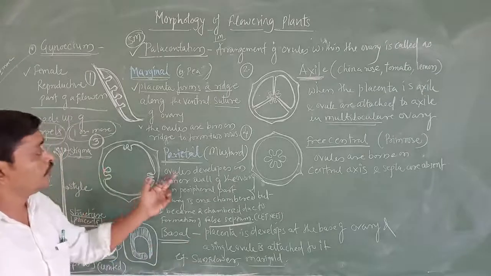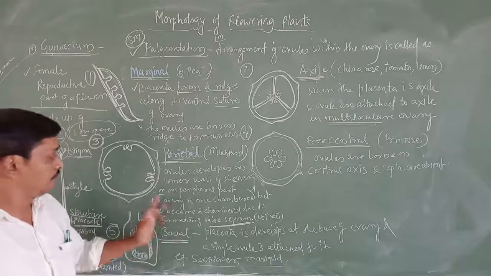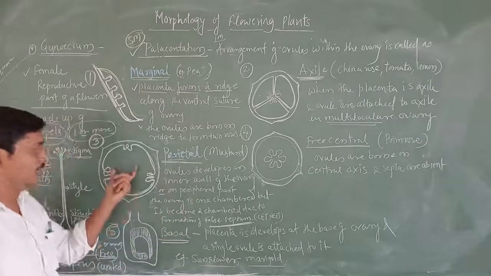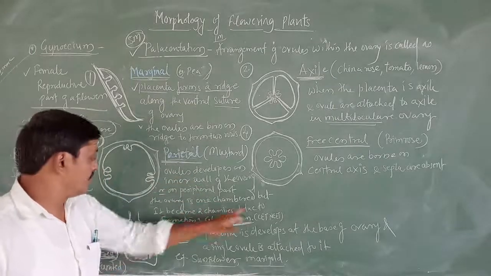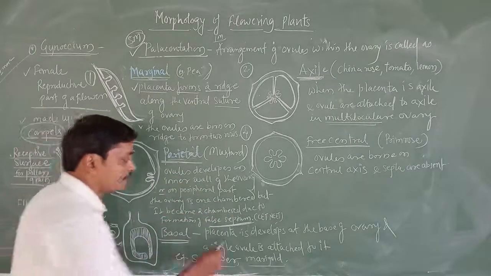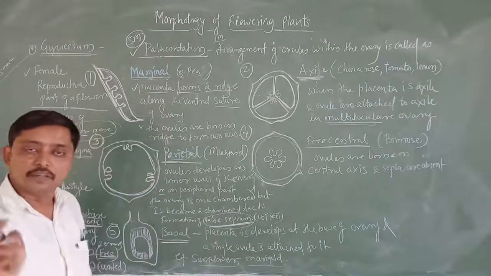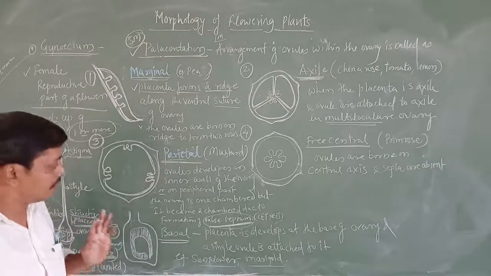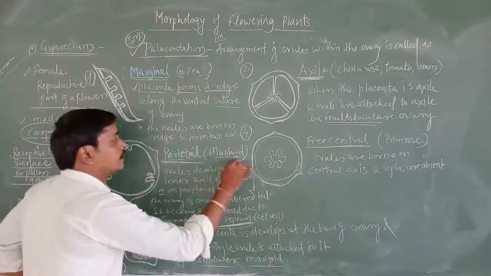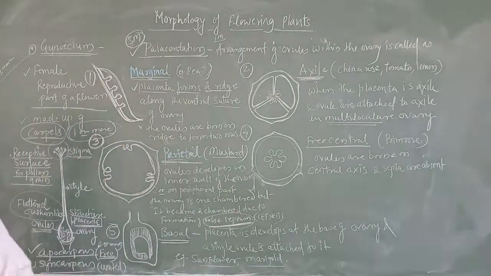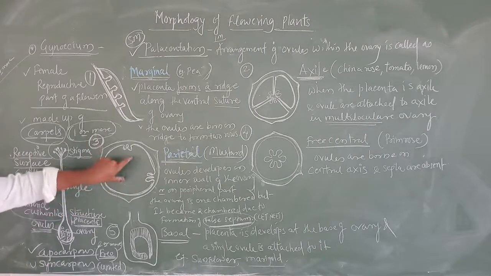What happened here? Ovules are developed on the inner wall of the ovary, and due to that, the ovary is one chamber. Here, the ovary is one chamber, but it became two chambers due to the formation of a false septum. Before that, it is one chamber. Understood? This is about parietal placentation, and the example is mustard. This is the parietal placentation diagram.